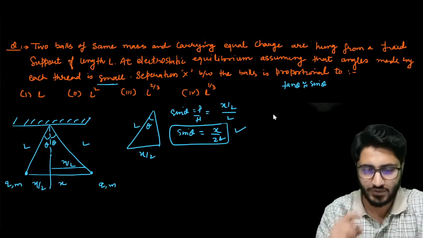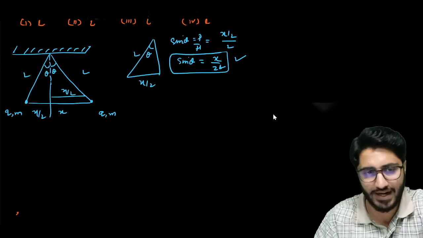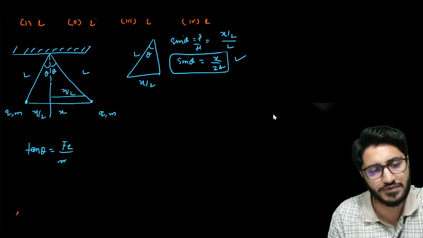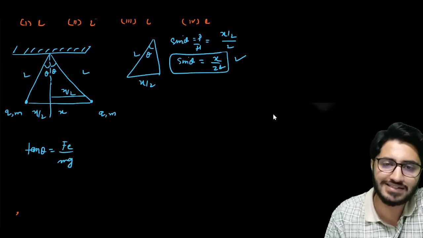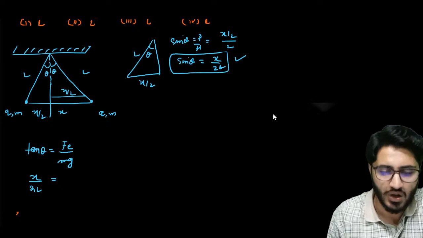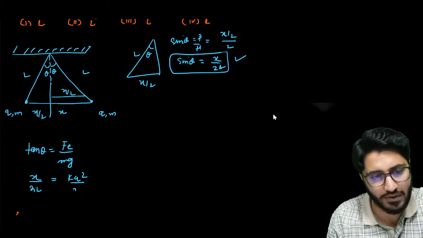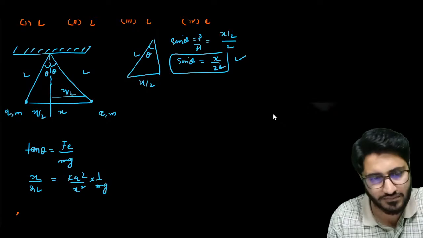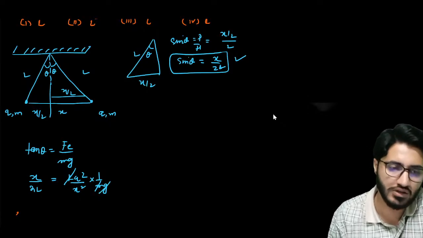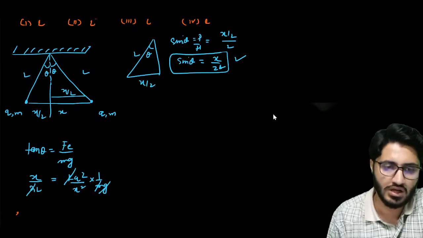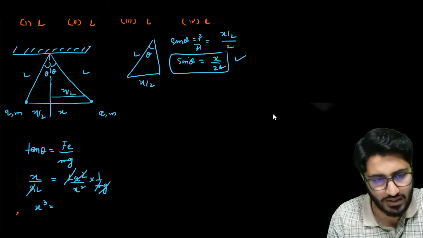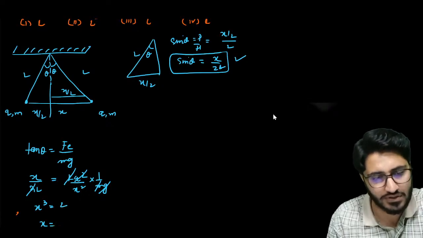So how can we get it now? So simple. One formula: tan theta is equal to Fe divided by mg. By small angle approximation, tan theta is sine theta, so it is x by 2L equals Fe by mg. What is Fe? It will be kq square divided by x square, into 1 by mg. K is constant, m constant, g constant, 2 constant, q is also constant. So I can write x cube is proportional to L, so x becomes L to the power 1 by 3.